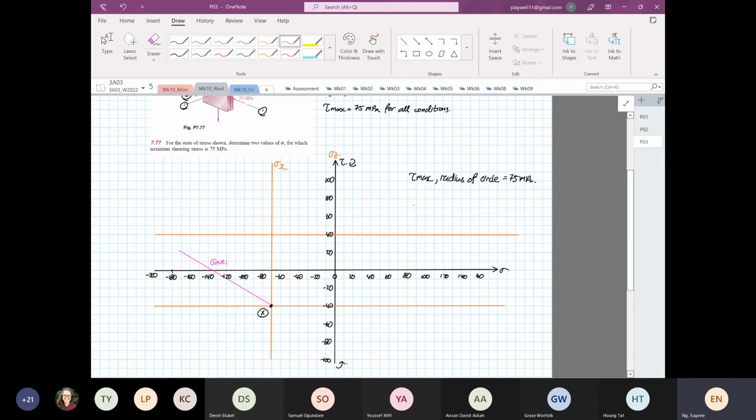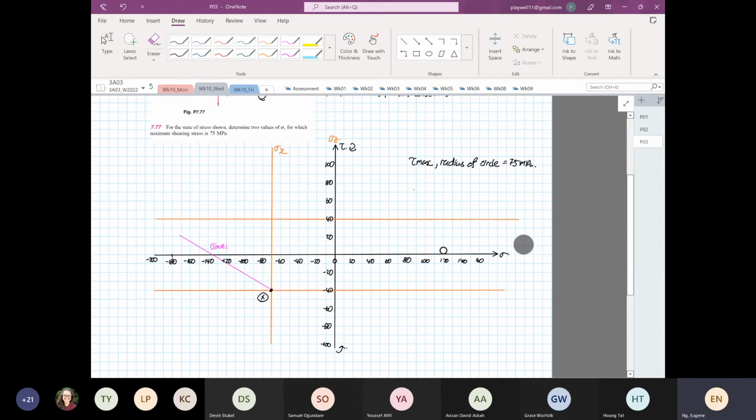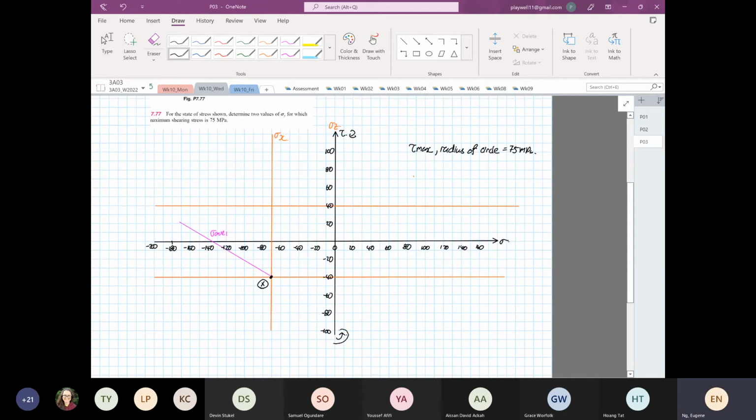Eugene? Yes. Can I ask why you knew point X was on the negative 40? Because the element rotation at point X, right, the arrow is going up and the element will rotate in an anti-clockwise direction. So when the element rotates anti-clockwise, for this case, anti-clockwise is at the bottom. Okay, that makes sense. Thank you.